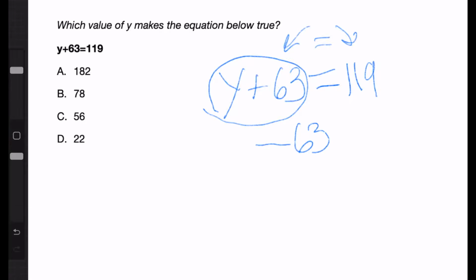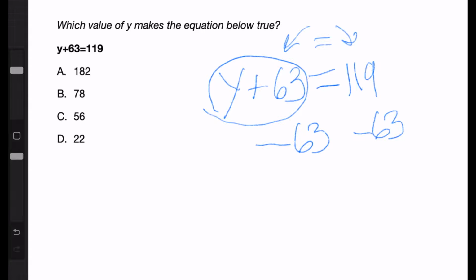Now, if this was a negative number, I would be using positive 63. But since it's a positive 63, I'm going to use negative 63. The way I make this number 0 is to add the opposite of it. The opposite of positive 63 is negative 63. And since I'm doing that to the left side of the equation, I have to do the same thing to the right side of the equation.